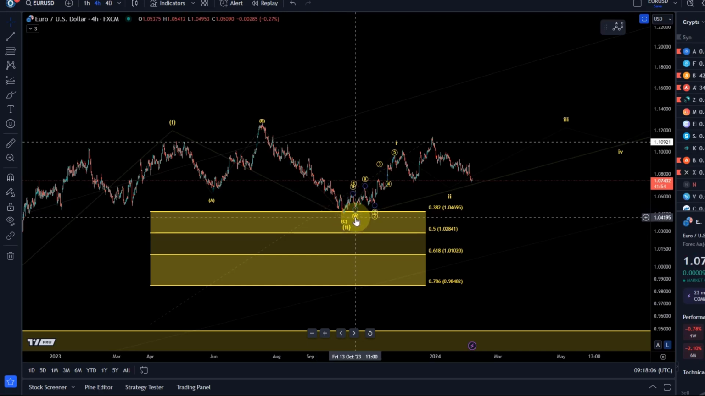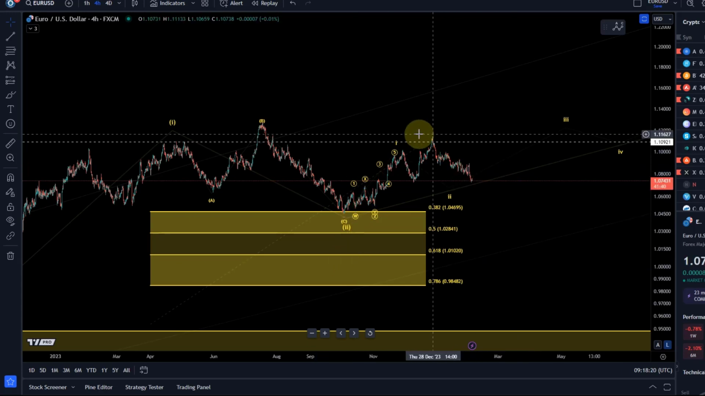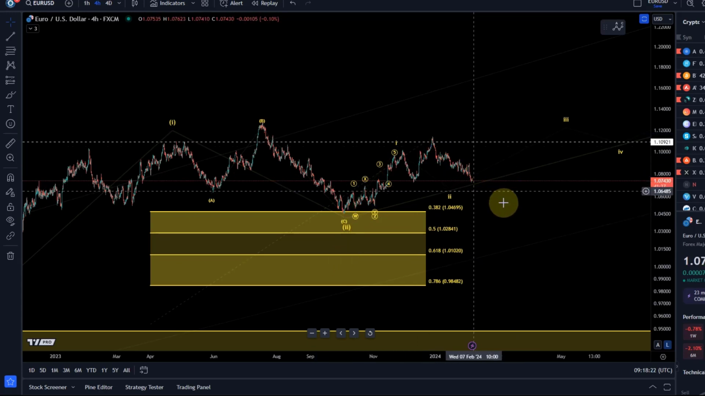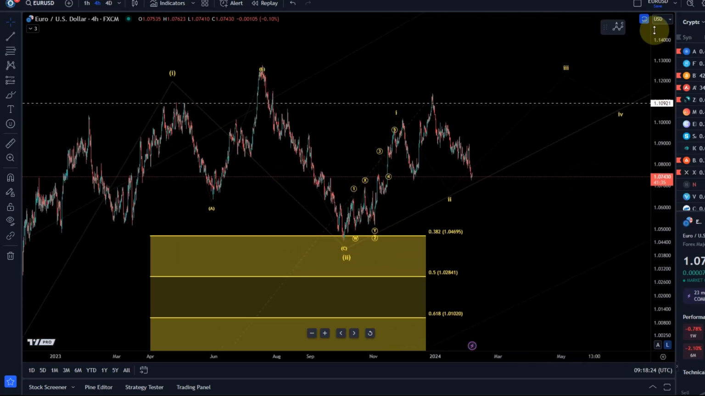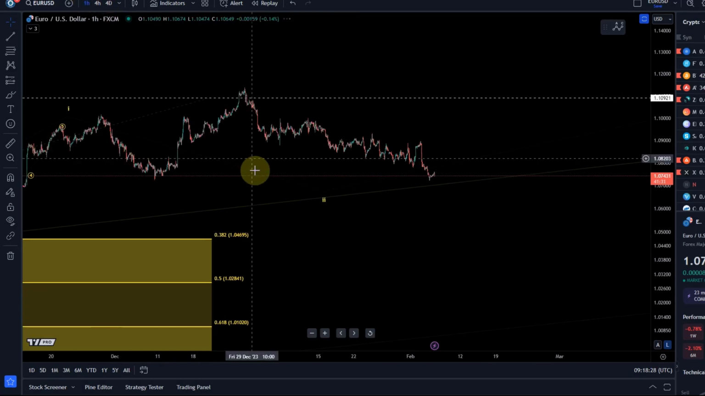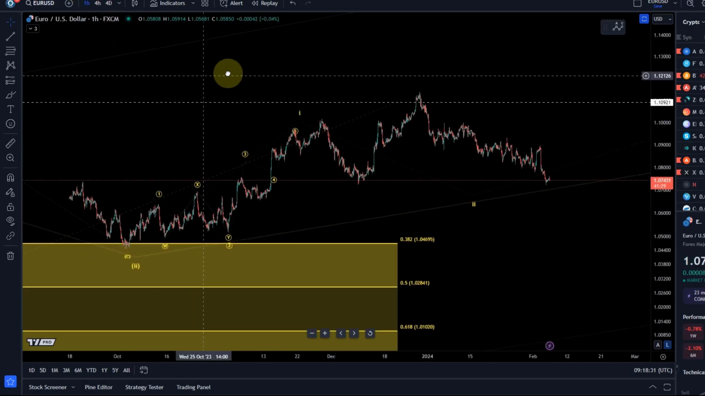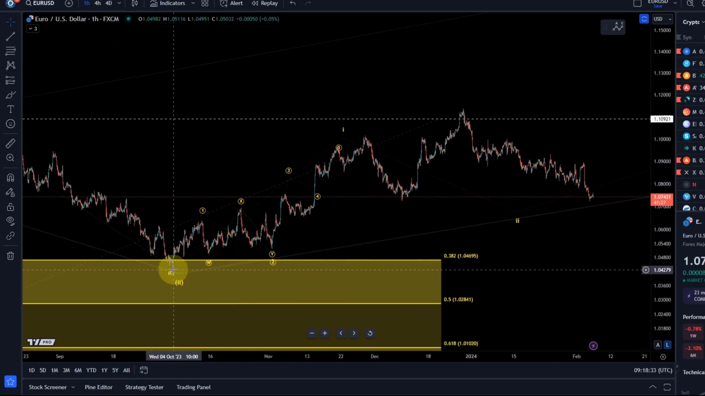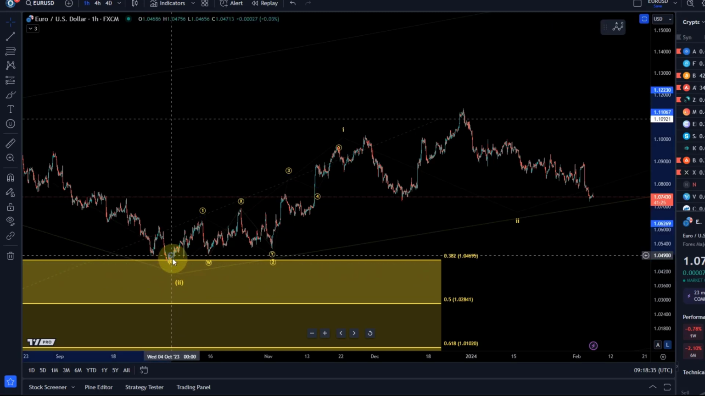We now want to explore in how far this target was reached and if the count needs to be adjusted, and what the relevant targets are now for any correction, because as you can see, it seems like a correction is unfolding. So let's take a look at that. I want to focus only on the short term. We take a look at the 1 hour time frame. That's also the time frame I explained the count in last time, at least the detailed count.